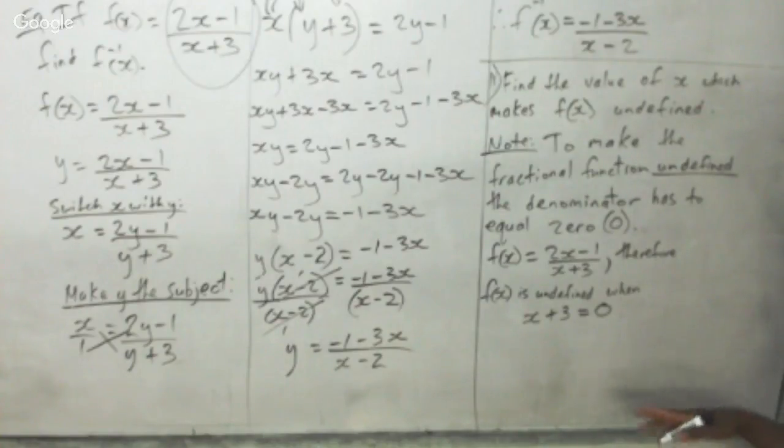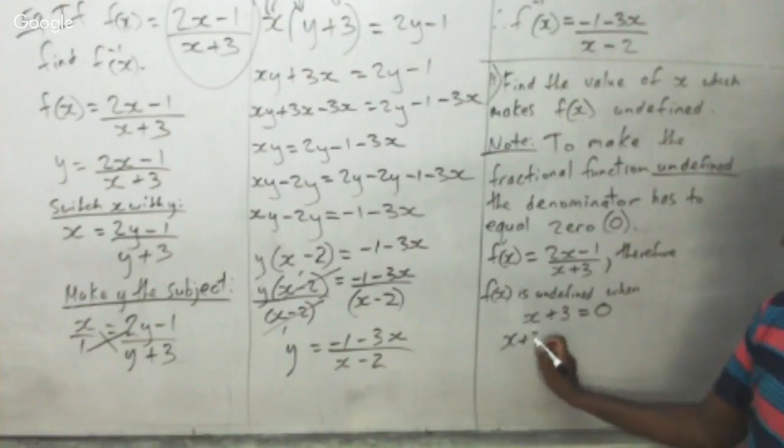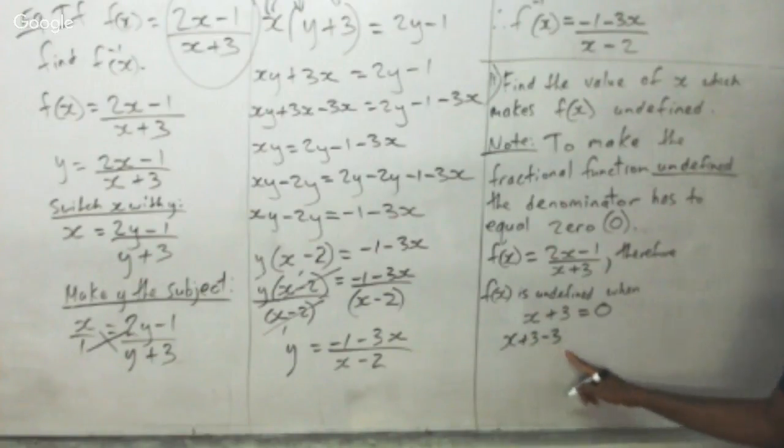You don't have to show the whole long thing. I hope your brains are working. If you don't show the long thing, make sure your brains are working. So x is connected to positive 3. How do we get rid of positive 3? Subtract 3 from both sides. So it's x plus 3 minus 3. You don't have to show that. You can just do what he did.